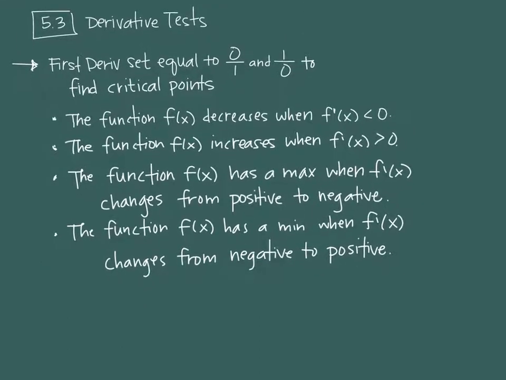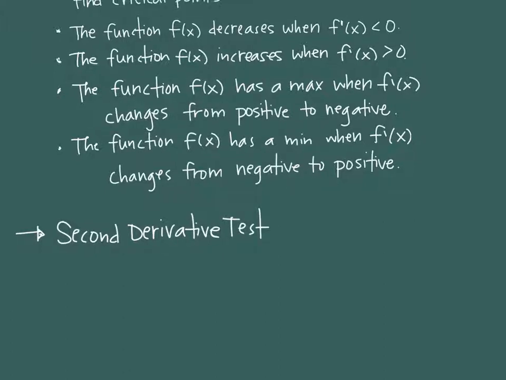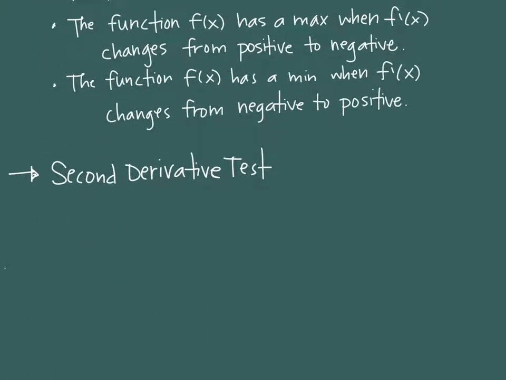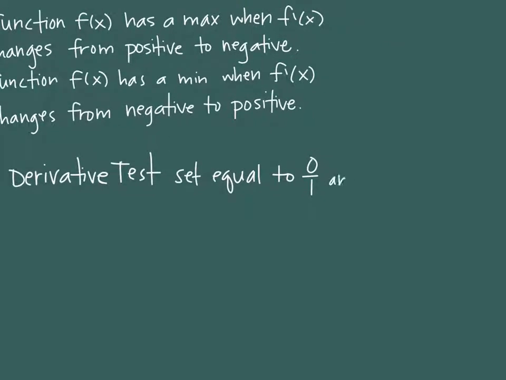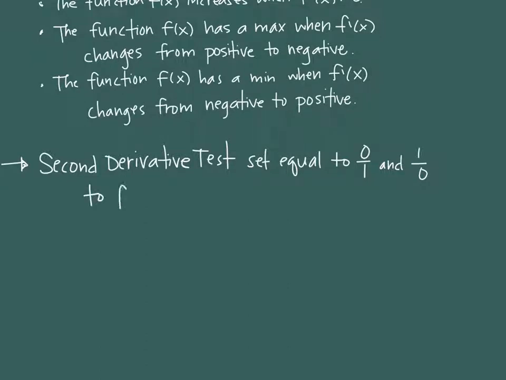So then the other derivative test is the second derivative test. The test is set up in a similar way. The second derivative test is also set equal to 0 or undefined, to find what are called inflection points.